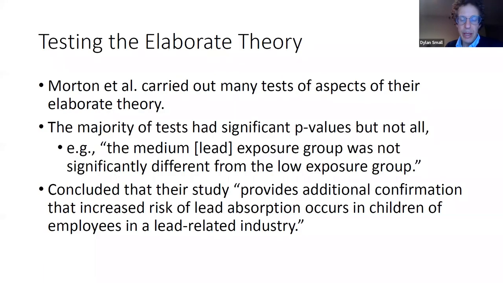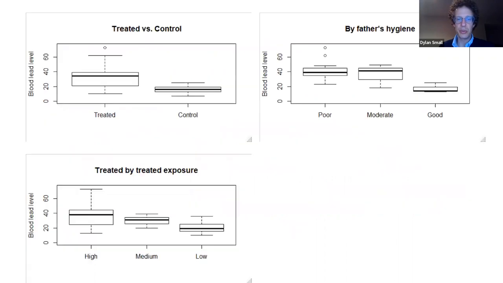So in the actual paper, Morton et al. carried out many tests of aspects of their elaborate theory. The majority of tests had significant p-values, but not all. For example, the medium lead exposure group was not significantly different from the low exposure group. So this comparison wasn't significantly different.